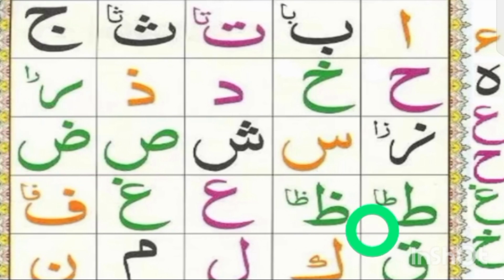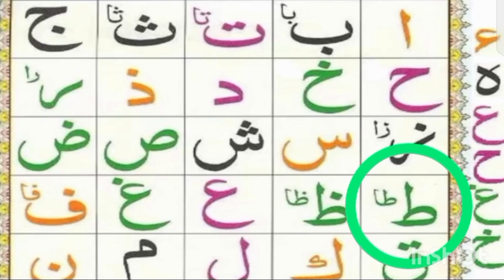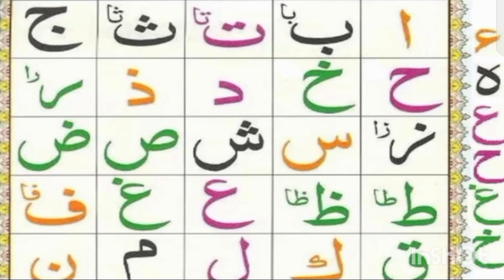Next is Thaw, Thaw, Thaw. It is a bold letter, a heavy letter, and tip of tongue touches back side of gums. Next is Zo, Zo, Zo, Zo. Heavy letter is like Tha, but in this tip of tongue touches upper front two teeth.